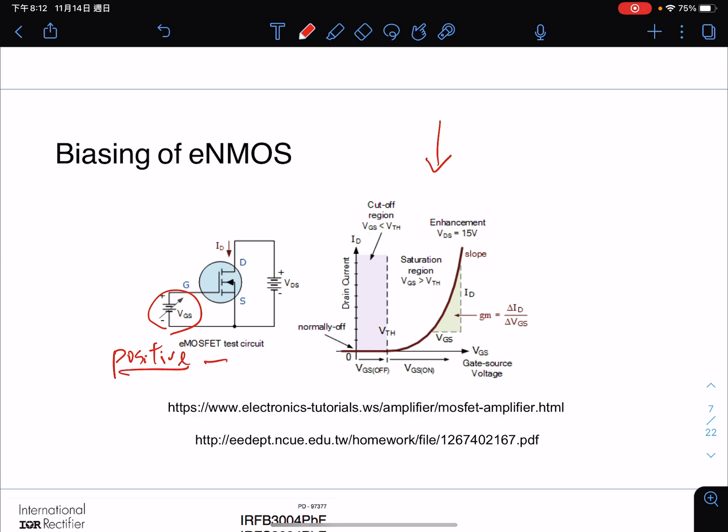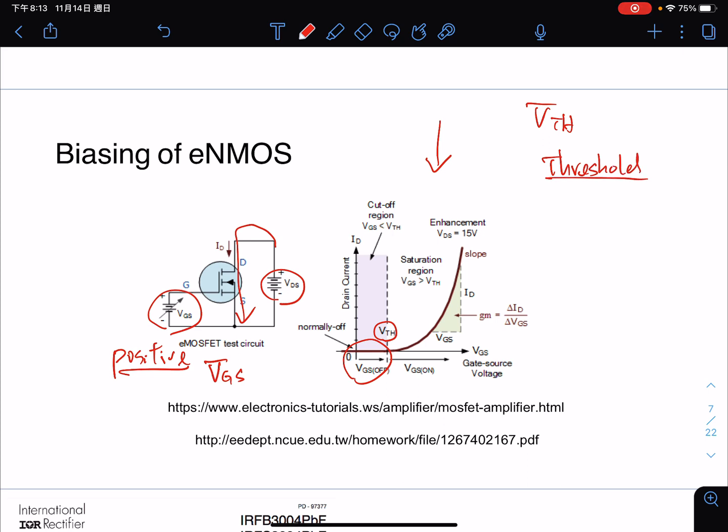bias voltage called VGS. VGS means the voltage across the gate and the source. And we need a positive voltage here so that we can have the current flow from this side to this side. Okay, and the right hand side is a characteristic curve. Here, we call this the threshold voltage, VTH. TH means the threshold voltage.